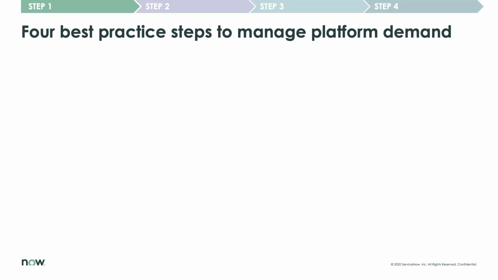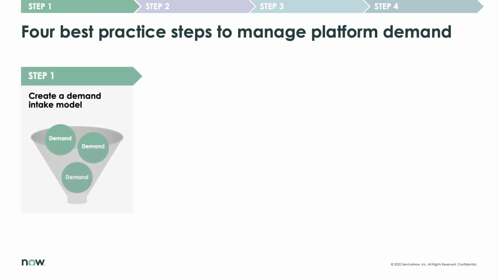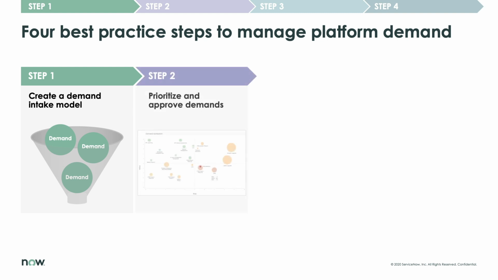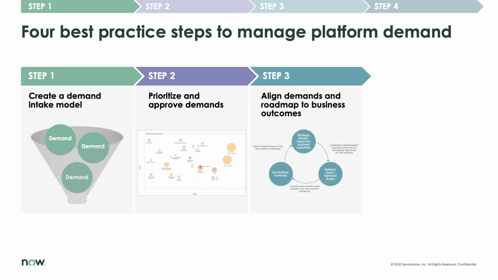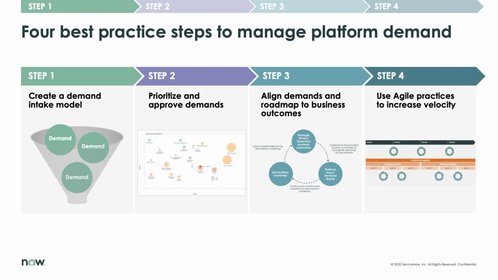ServiceNow recommends a 4-step approach. Start by creating an intake model that answers the why, what, who, and when questions about the investments. Use the data from the intake model to prioritize and approve demands. Once these 2 steps are working, you can take the demand process to the next level by creating a continuous feedback loop from expected business outcomes to the ServiceNow roadmap. And lastly, apply Agile practices to increase not just your delivery velocity, but the speed of your decision-making process. Let's take a deeper look into each of these, starting with Step 1.